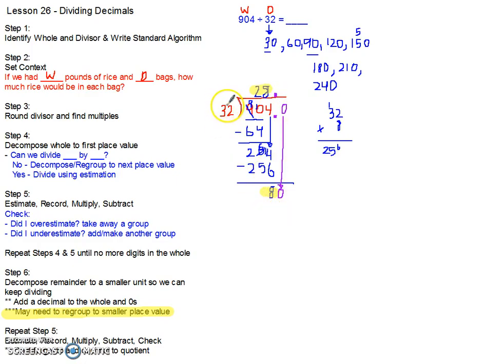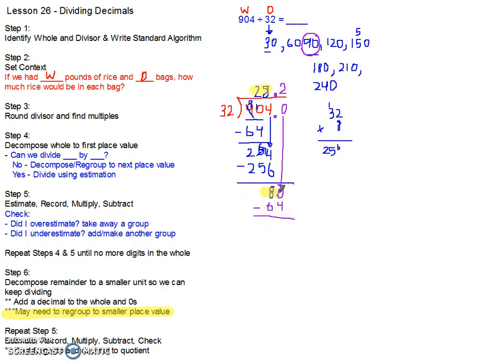So how many groups of 32 can go into 80? And looking up here, my closest estimate to 80 would be 90, which would be about 3. But I know 80 is a little bit less than 90, so I'm going to go down to 2. So 2 tenths, because my 80 is in tenths, I record, then I multiply 2 times 32, which is 2 times 2 is 4. And then 2 times 3 is 6, and I subtract. One check is, can I do 80 minus 64?